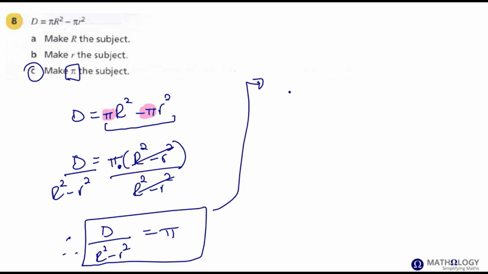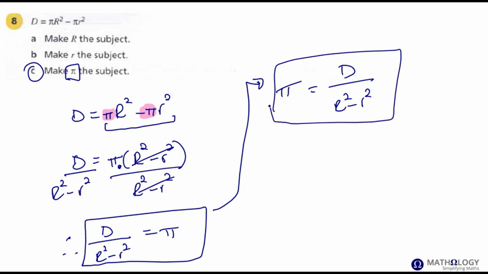Generally speaking, the subject of the formula is always written on the left-hand side of an equation. It's not going to make any difference whatsoever, we're just writing pi on the left and whatever else on the right hand side. It's just a convention and a notation to express the subject of the formula on the left hand side of the equation.